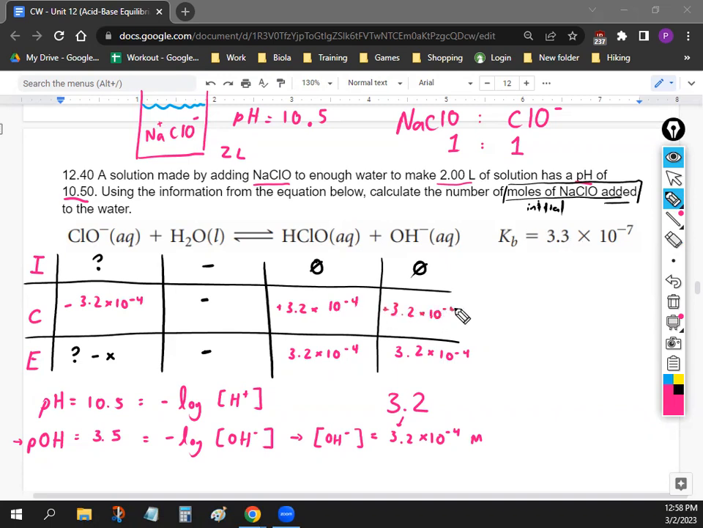So you don't have to write all this in your ICE table if you can understand how the values go in there. Okay, so all we need to do is figure out, and then this is 3.2 times 10 to the negative 4. All we got to do now is figure out what the question mark is. And the way that we're going to determine that is we're going to use our Kb value, because we know that Kb is equal to the concentration of HClO and OH minus. So if you guys notice, we're kind of just doing the same thing over and over again, just different ways of doing it. And then we just need to plug in our values and we should be good.